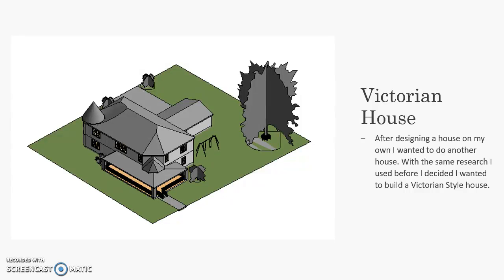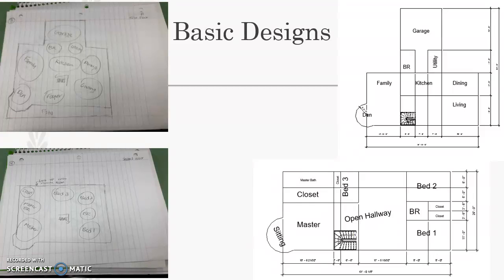With the same research I used before, I decided I wanted to build a Victorian house. There are many different types of Victorian houses, so I decided on the Queen Anne style. This style has a steeply pitched and complex roof, towers, bay windows, and is asymmetric. Before I could build my house, I hand drew a couple houses and then dimensioned them. After that, I chose my third house design that was 65 by 40.